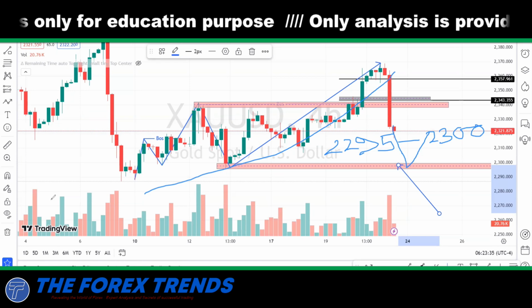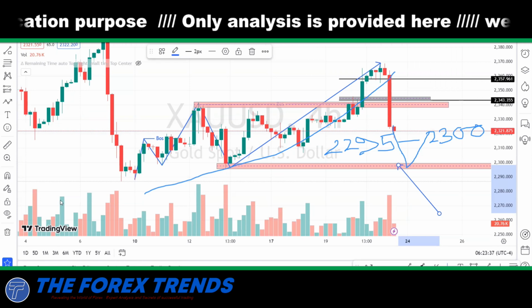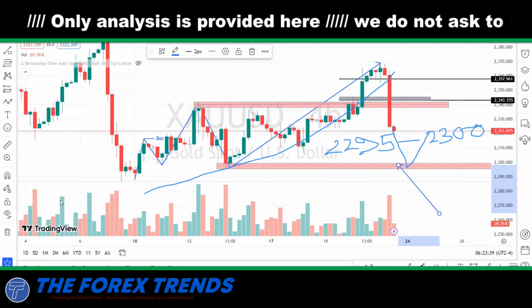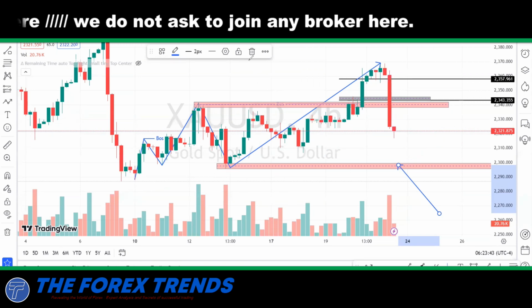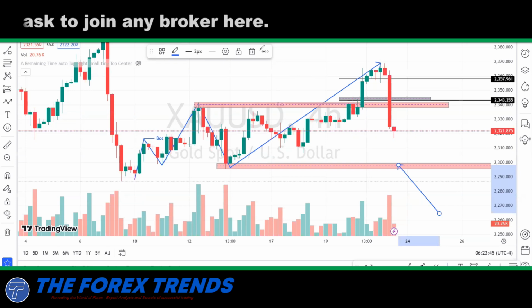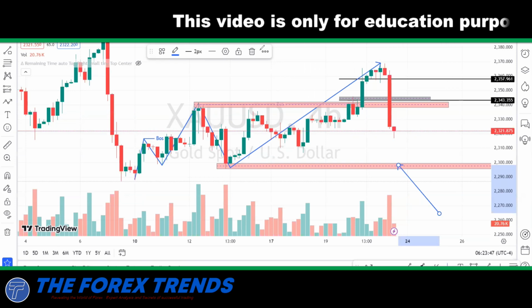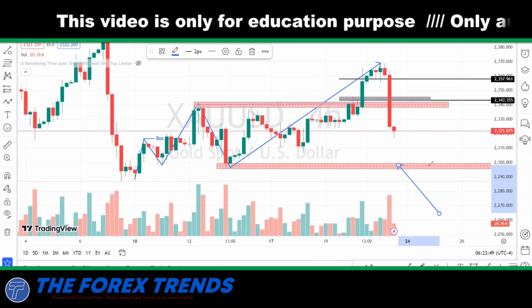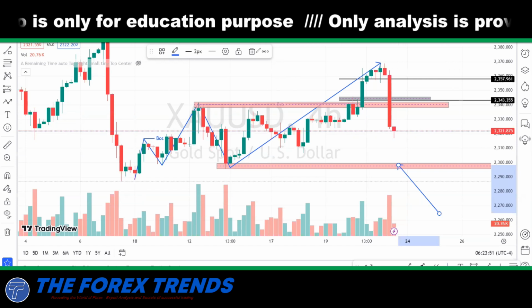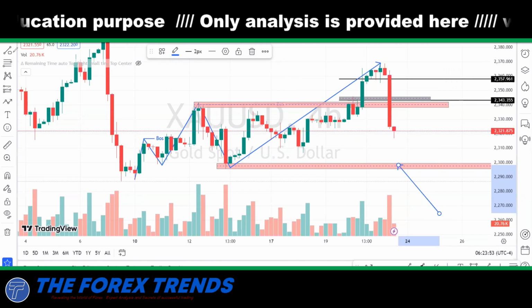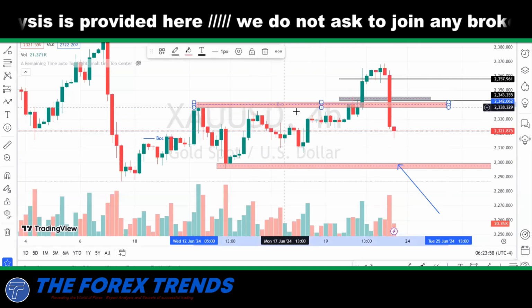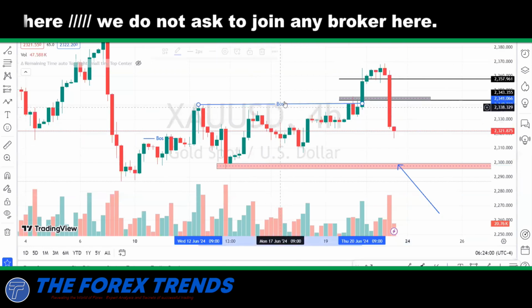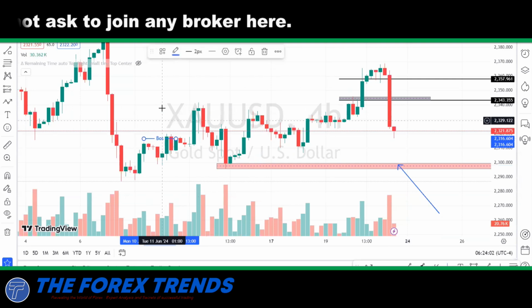Okay, so in the 4-hour structure, this is our buying level. Let's move to the 1-hour structure. Let me delete the structure here. This position is no more valid. That's why I'm deleting this.